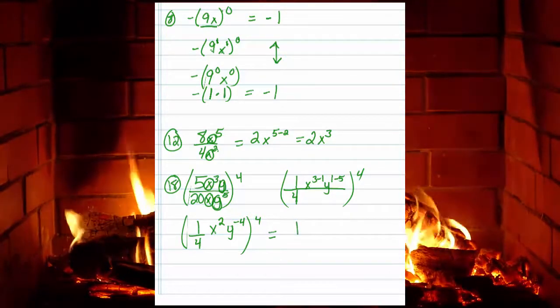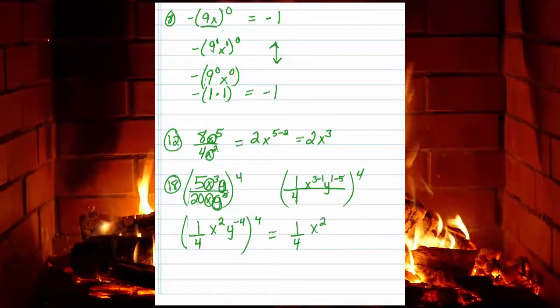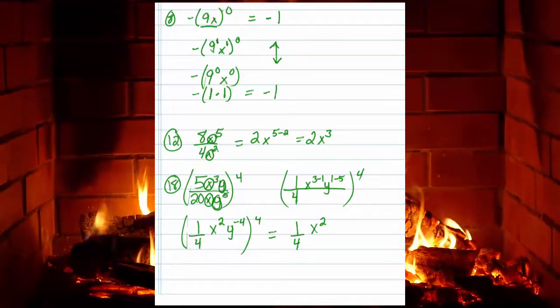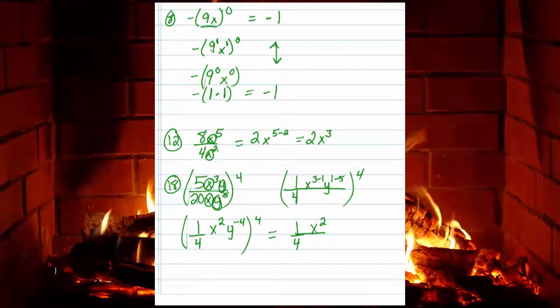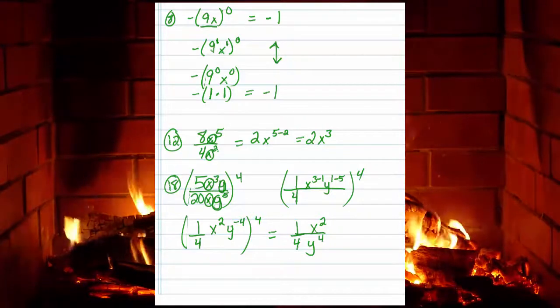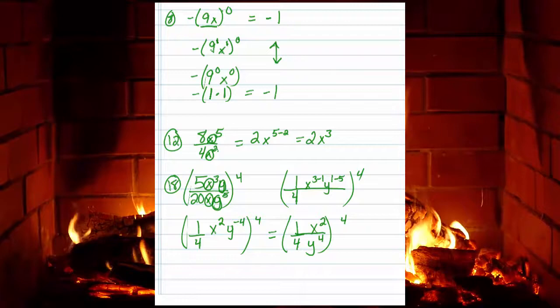1 over 4 x squared, and my y to the negative 4th, I don't like the negative power, so I'm going to kick it downstairs into the basement, and it becomes positive. y to the 4th power, all of that raised to the 4th power.